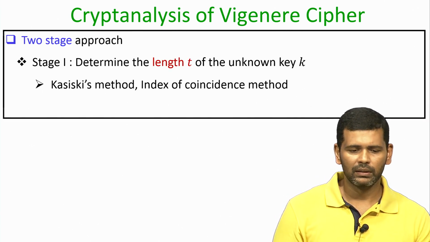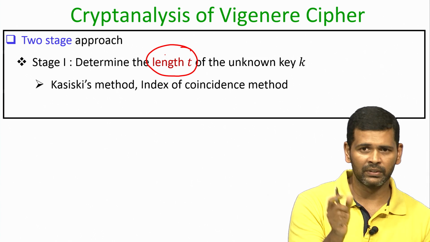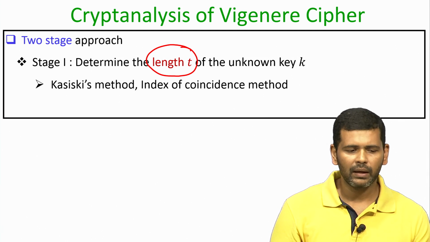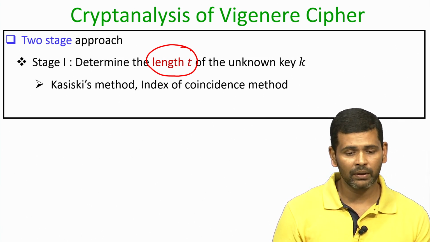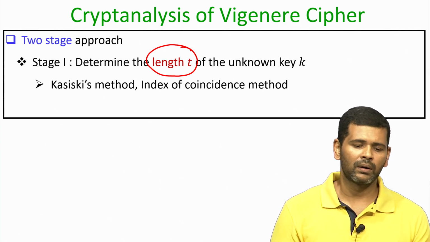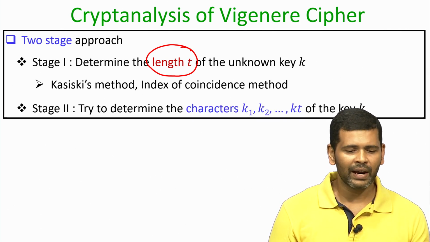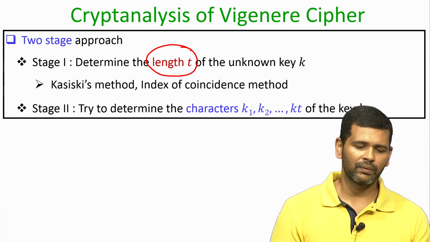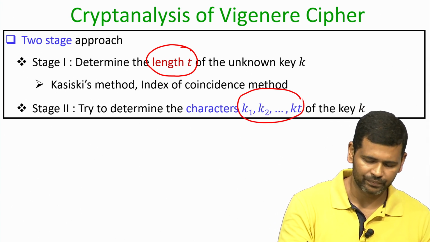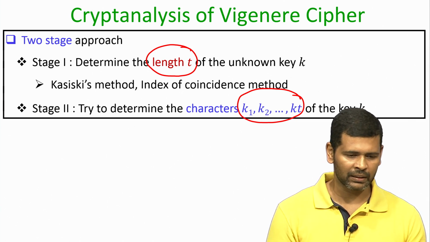In stage 1, the goal will be to determine the length t, namely the size of the period of the key. Remember t could be any value starting from 1 onwards, and there are several well known, interesting methods to determine the value of t. For example, you can use Kasiski's method, or there is another interesting method called the index of coincidence method, and so on. Once we know the value of t, in stage 2 we are going to recover the unknown characters of the key, and once we know the characters of the key, we can easily perform the decryption operation and recover the plain text.